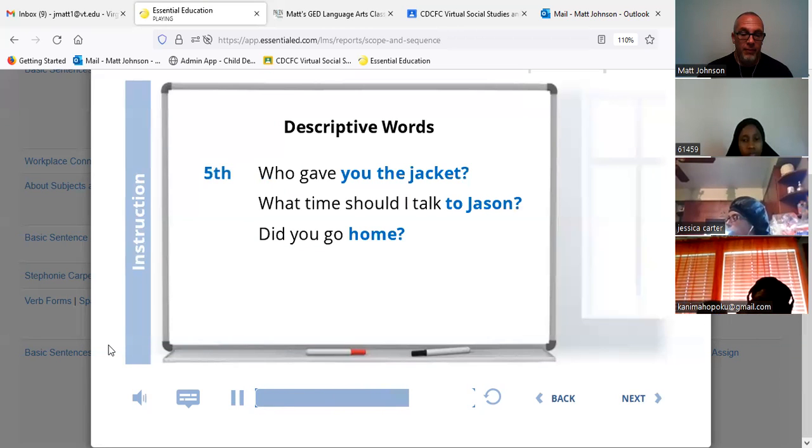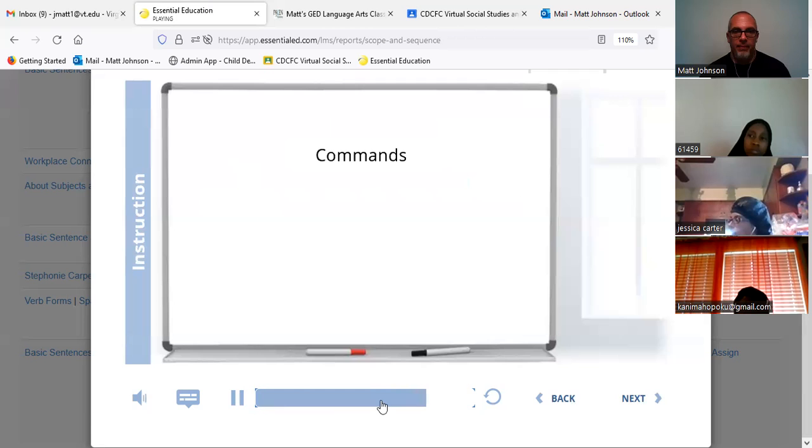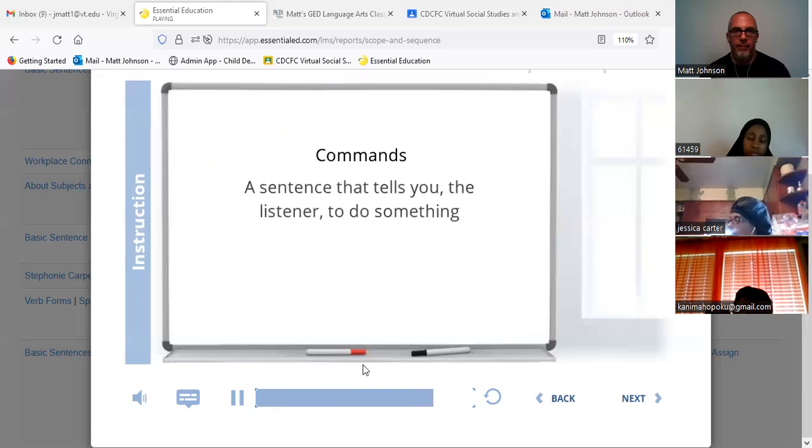Sometimes a question can have a descriptive phrase at the beginning or an adverb before the main verb, just like statements. In the resources, you'll find more information about questions. Okay, let's talk about commands. Commands are a little easier. They're a kind of sentence that tells you, the listener, to do something.